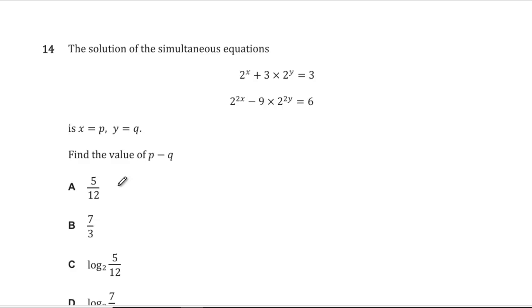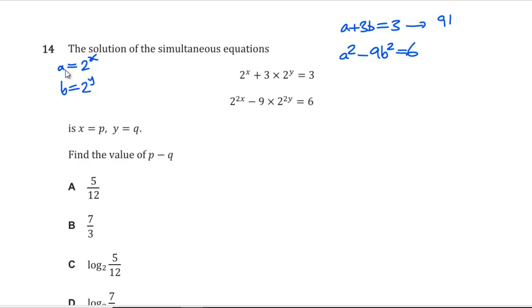14. The solution of the simultaneous equations is x is p, y is q. Find the value of p minus q. So I'll make a couple of substitutions, I suppose. Let's say a is 2 to the x, b is 2 to the y. So this will be a plus 3b is 3. This will be a squared minus 9b squared is 6.